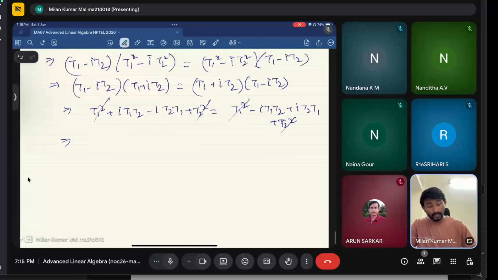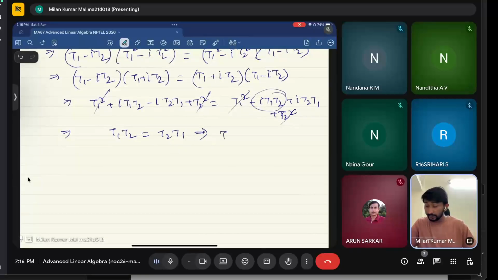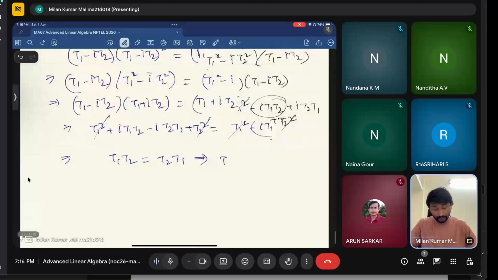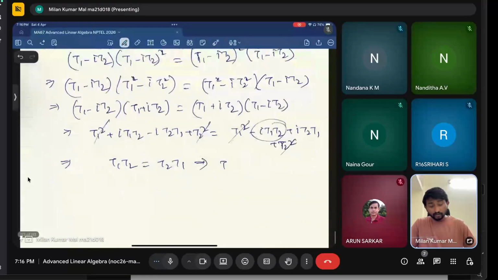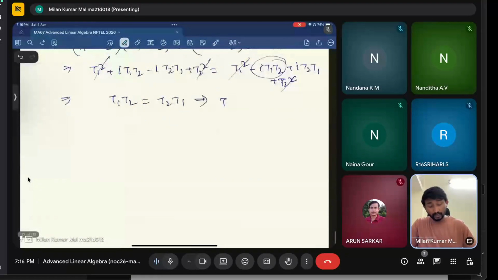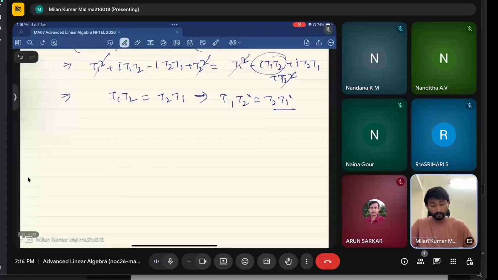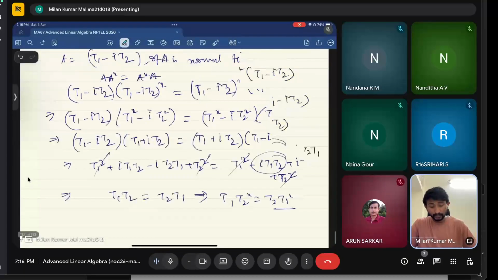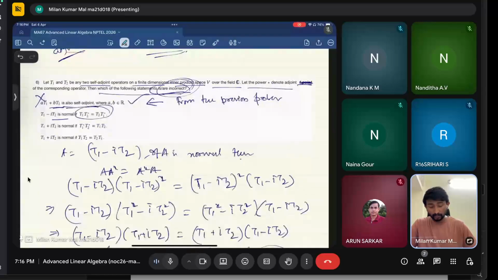So what we obtain is that T1 T2 equals T2 T1. You can check that by taking this term to the left hand side and that term to the right hand side. That is the same as the second option, T1 T2 star equals T2 T1 star, because they are self-adjoint. I think they wrote the star by mistake, but there will not be any star.